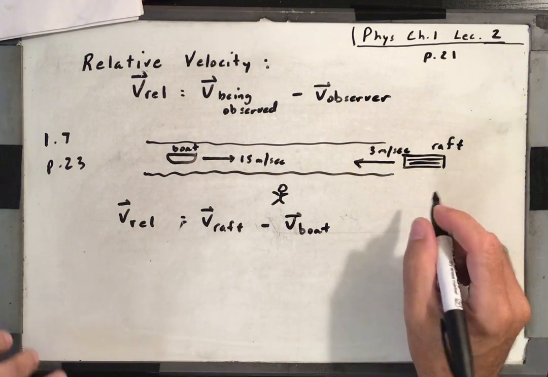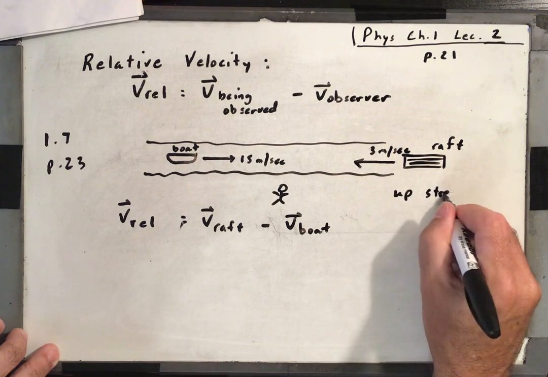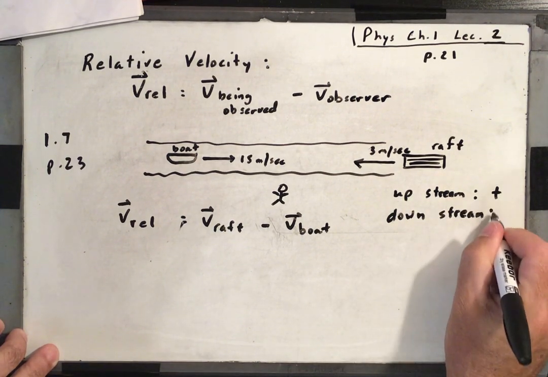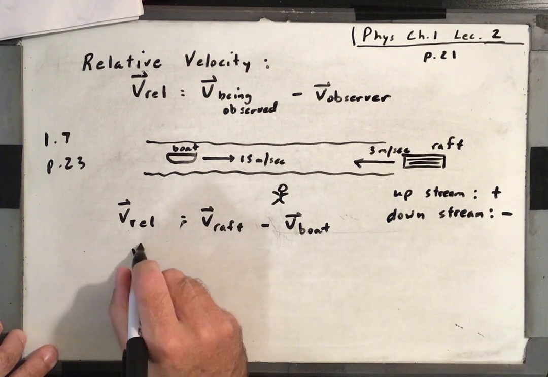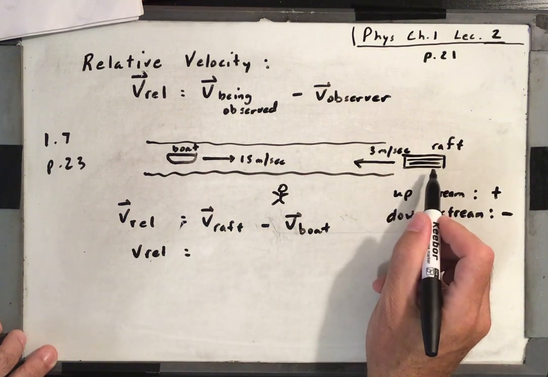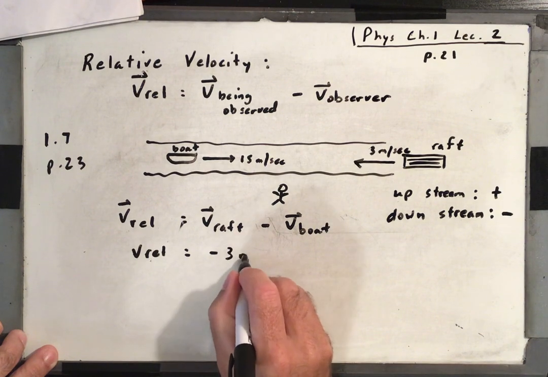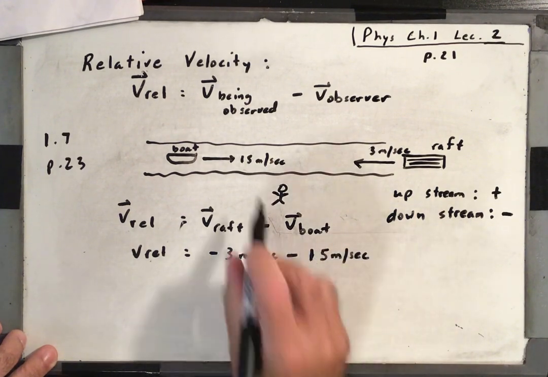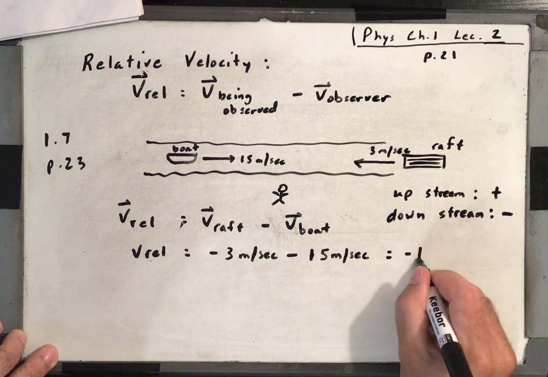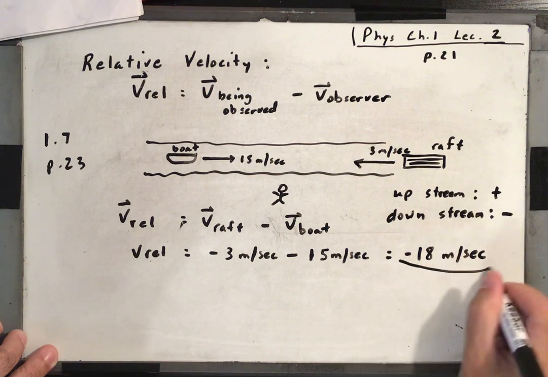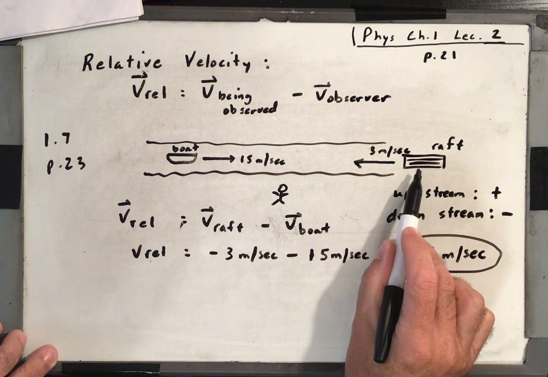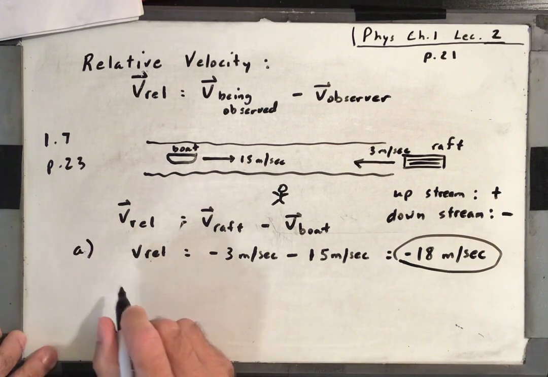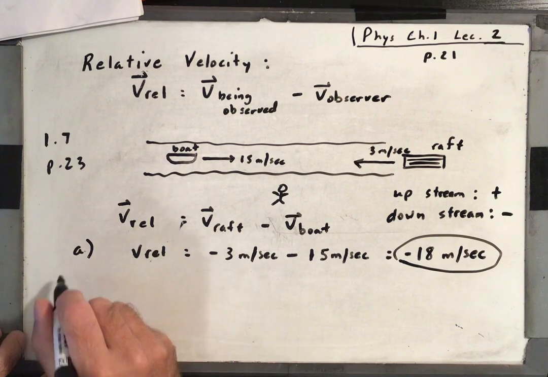Now we have to define our direction. Let's say upstream is the positive direction, and then downstream is the negative direction. So the velocity relative is going to be, the raft is going downstream, which is negative, so that'd be -3, minus the velocity of the boat, so minus 15 meters a second. It's minus the positive 15 meters a second. So that's going to be -18 meters per second. So it looks like for someone on the boat that the raft's coming at them at 18 meters a second in the negative direction. Okay, so that's part A. Part B is what's the velocity of the boat as observed by the boy on the raft.